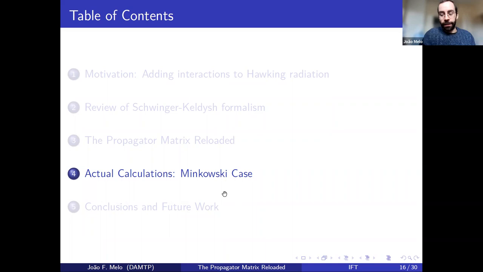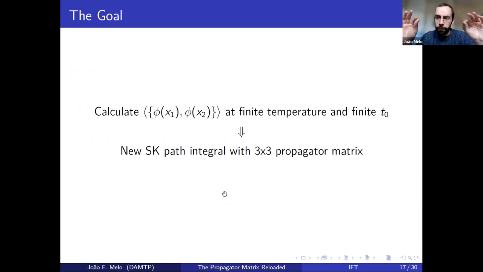So what do we want to calculate? We want to calculate something physical. The most physical thing that I can think of is the energy momentum tensor. I don't want to do the full regularization, so I'm going to actually calculate the symmetric two-point function. And I'm going to do it at finite temperature and at finite t naught. And if I then want to do some vacuum calculation, I take beta goes to infinity. I'll use the finite temperature as a regulator, then take the beta goes to infinity limit to define what I mean by vacuum.